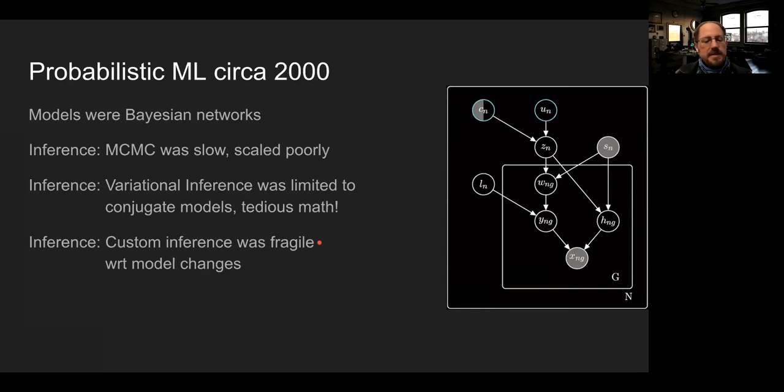There were also custom inference algorithms like Kalman filtering that are super fast, but they're fragile, and even small changes to probabilistic models often broke these algorithms. For example, if you introduce a nonlinearity, it might mean that the algorithm no longer works or requires a lot of changes.